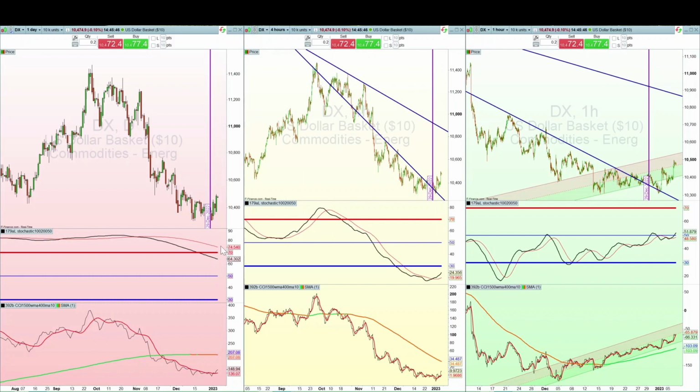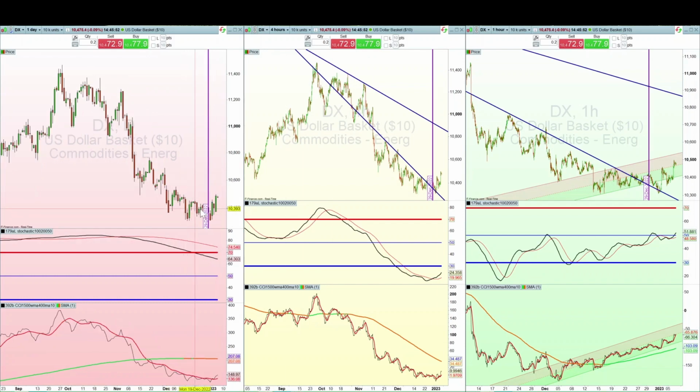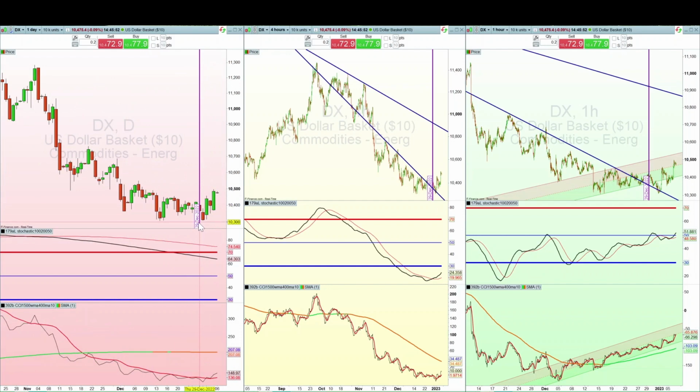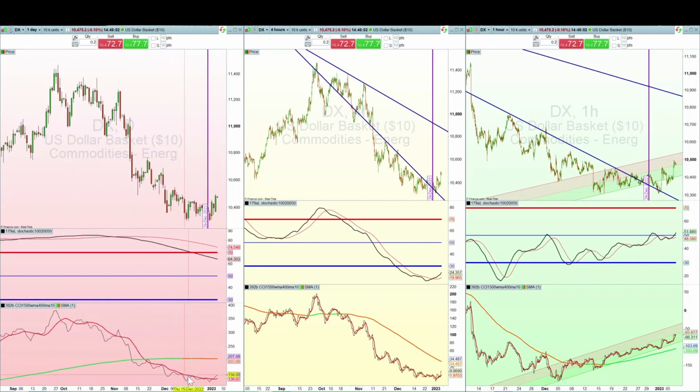This is the US dollar basket price update. Since our last update here on the 29th of December, the price has remained pretty flat, although it's made some slight recovery. The CCI is also moving towards its moving average, and the Stochastic 100-200 is broken up through the overbought. So further downside very likely in the long term.